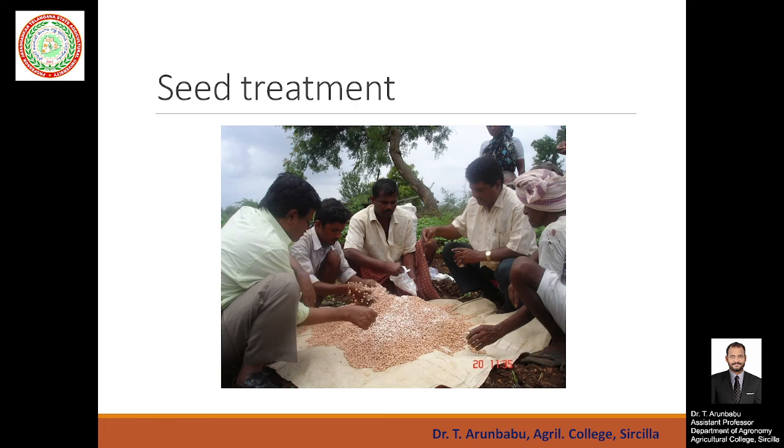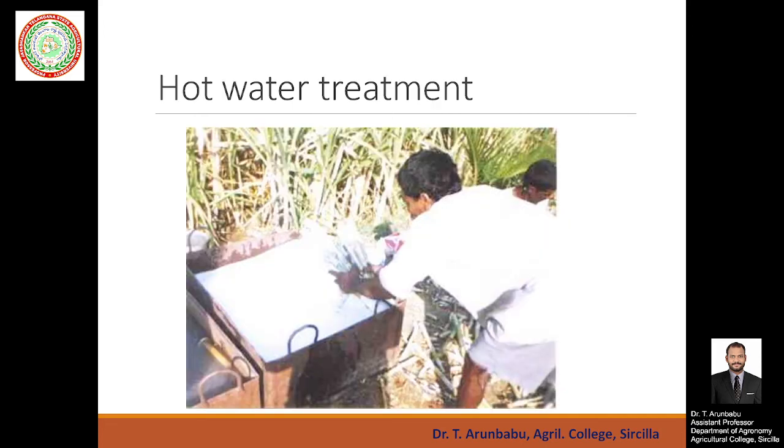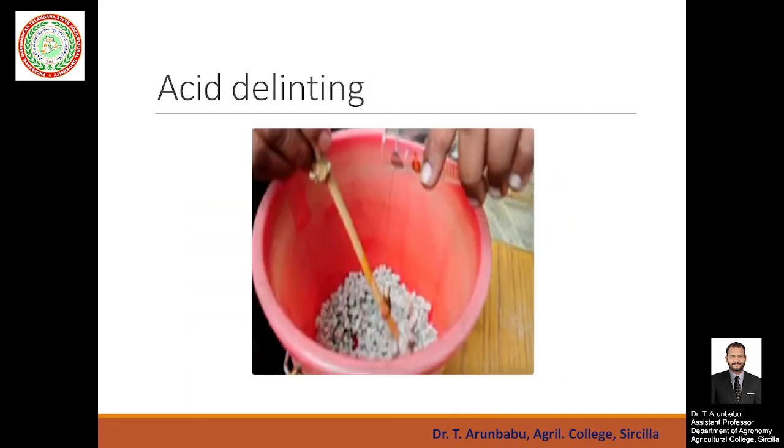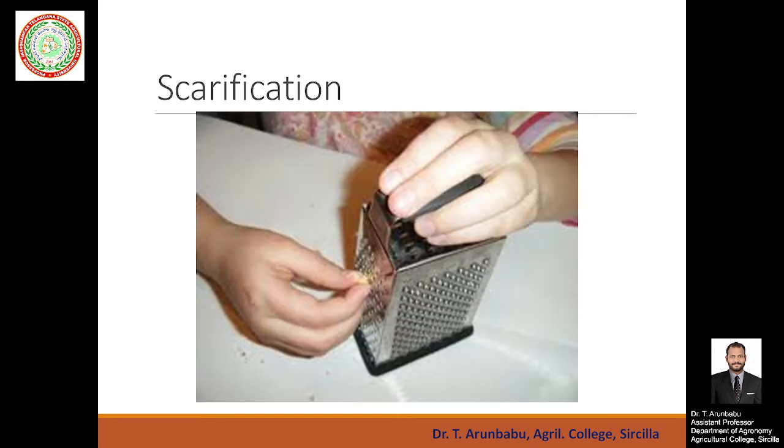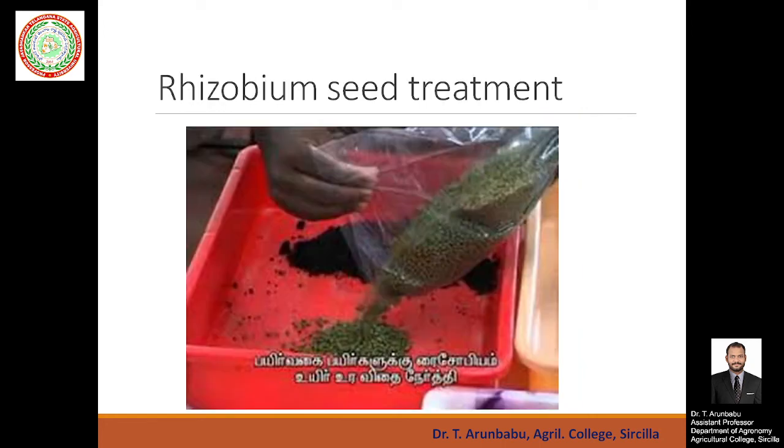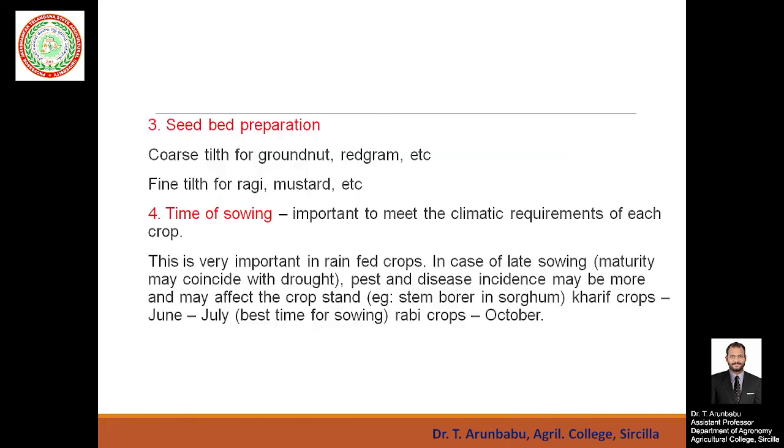So these all come under seed treatment, and you can see a few images here. Seed treatment in the case of groundnut, hot water treatment in the case of sugarcane, and acid treatment in the case of cotton, and for delinting, an acid delinting machine. So this is the acid delinting machine in the case of cotton. And scarification: rubbing of a hard surface against the seed coat, that is nothing but scarification. And rhizobium seed treatment is followed in various legumes, and different strains are used.